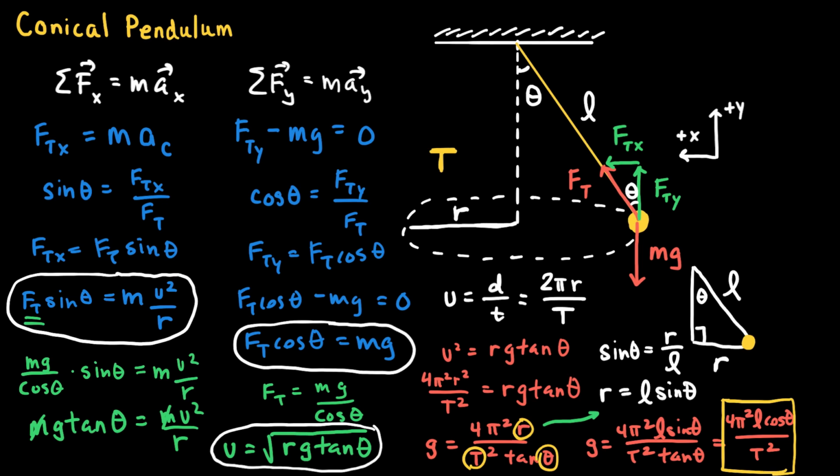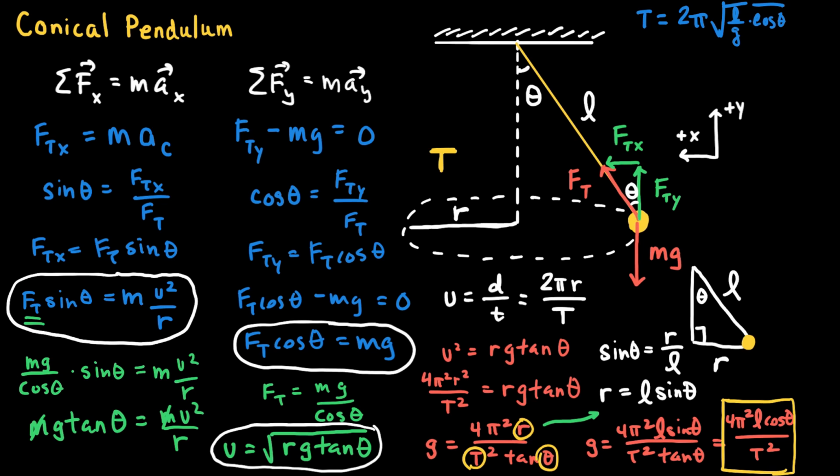The very last thing that I'd like to do is take a look at this equation, but instead look at the equation solved for the period. If I take that equation that I have boxed at the bottom right-hand corner of the screen and I solve it for the period, I'll leave the math up to you. I would get 2 pi times the square root of L over g times the cosine of theta.